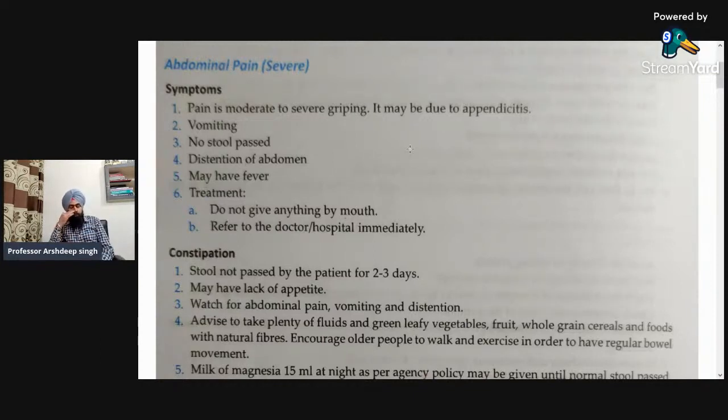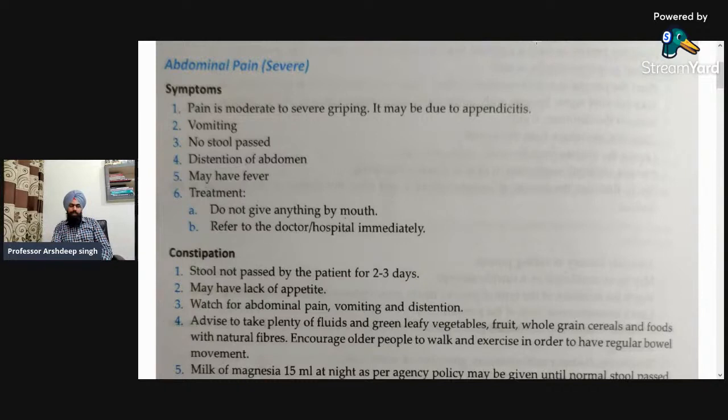It will be one of the major signs during abdominal pain, that there will be difficulty in passing the stool. So no stool pass will be a symptom. Next is distension of the abdomen. The abdomen will be distended because of the abdominal pain. Next, the patient may have fever, so there might be some type of infection present in the body. That will also relate to the abdominal pain.